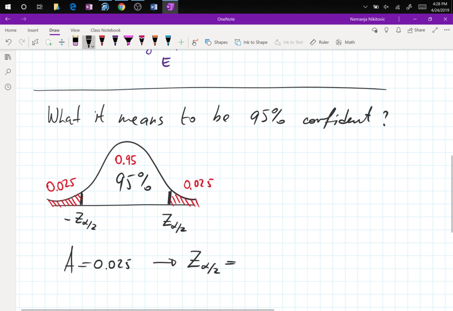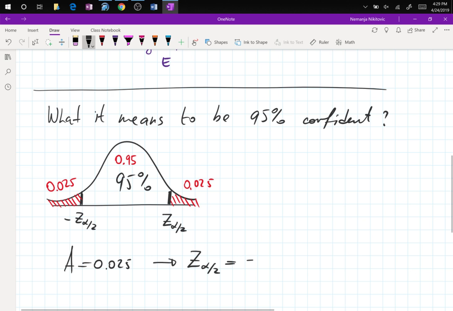What was my area? 0.025. So, the exact one. Go one more. No. Left. There we go. 250. That's what I said. Pay attention. So negative 1.96. Oh, this is the one value you're going to memorize.